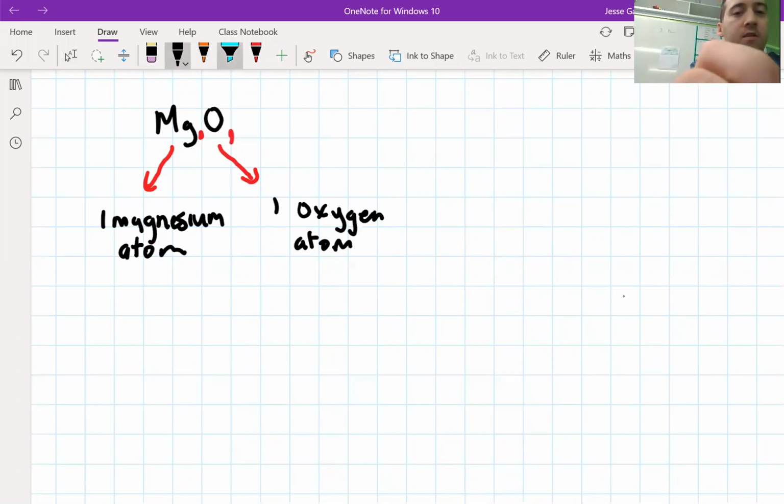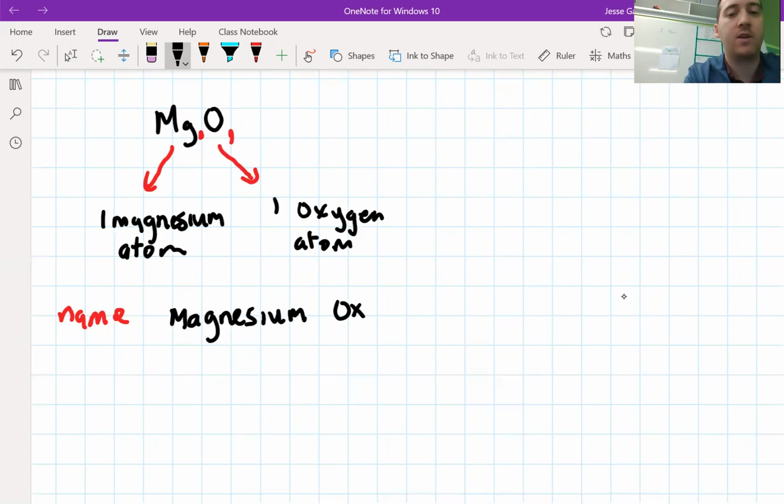And the last thing we need to do then is to name it. What's this going to be named? We've got a magnesium and an oxygen, so it's a 2-element compound. We put the metal first. Magnesium is a metal, so it's magnesium. And it's going to be ox, and we change the ending to oxide.